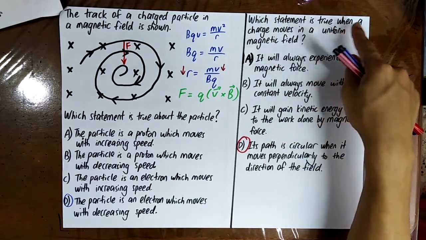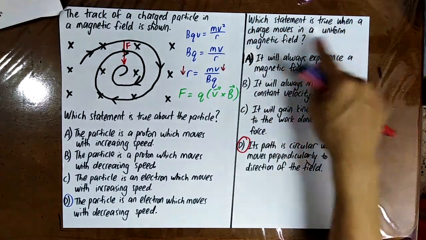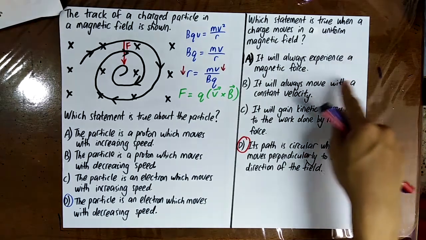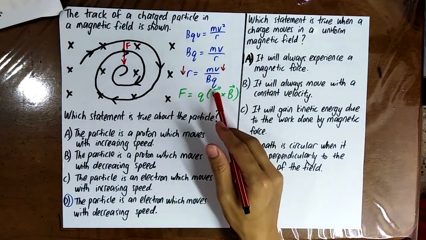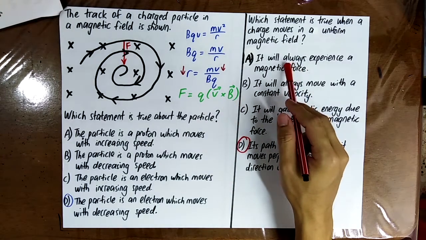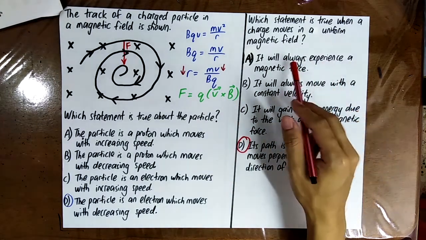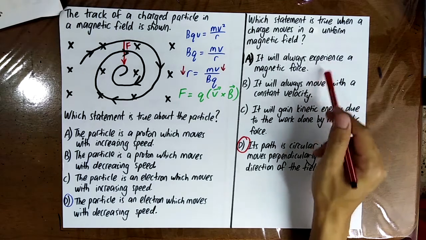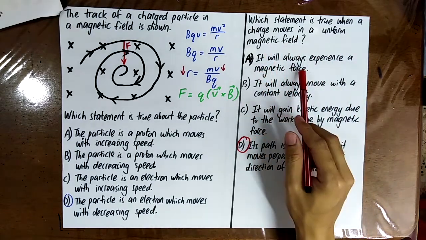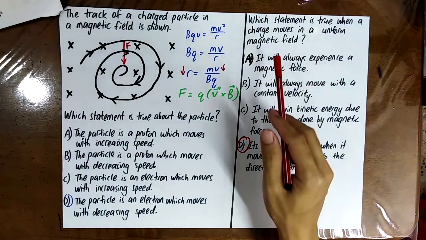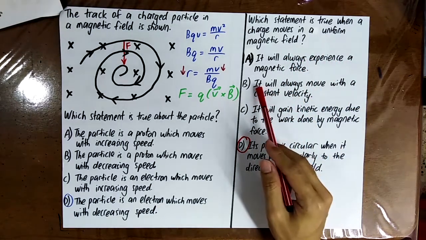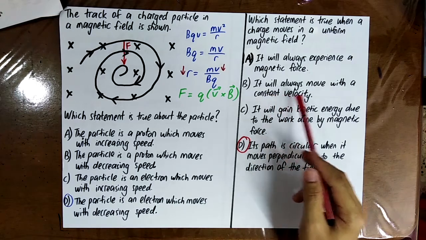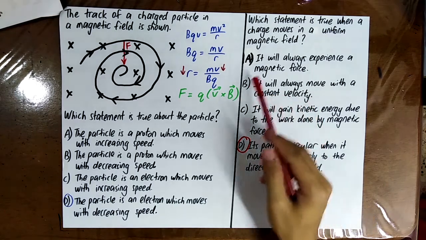Which statement is true when a charge moves in a uniform magnetic field? It will always experience a magnetic force? Not necessarily. If v is parallel to B, then F equal to qvB sin theta equal to qvB sin 0 equal to 0, so the magnetic force is 0. That means it might not experience a magnetic force. It will always move with a constant velocity? Not really.